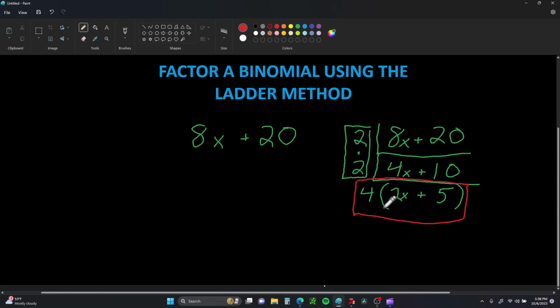And to check to see if I've done it correctly, all I have to do is the distributive property. So I do 4 times 2x, well, that's 8x, and 4 times 5, that's 20. So I've done it, and it checks out. Let's try a couple more examples.